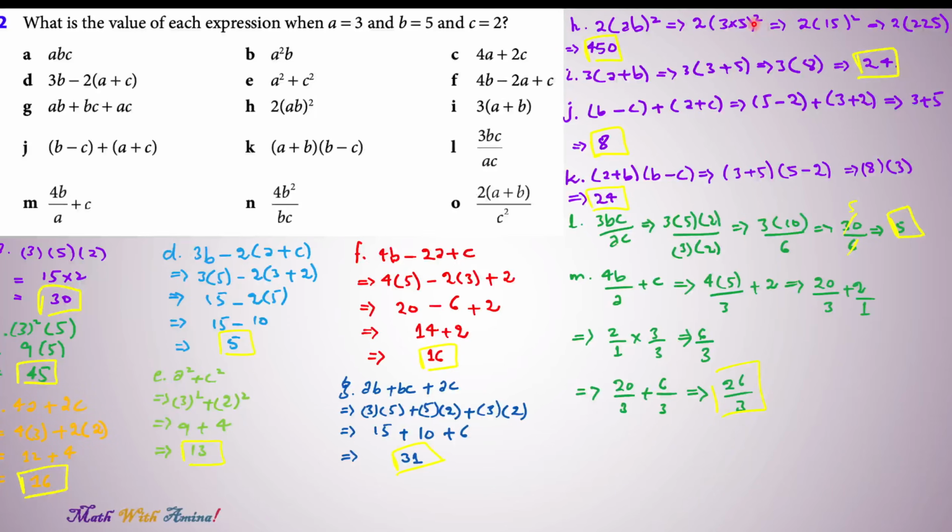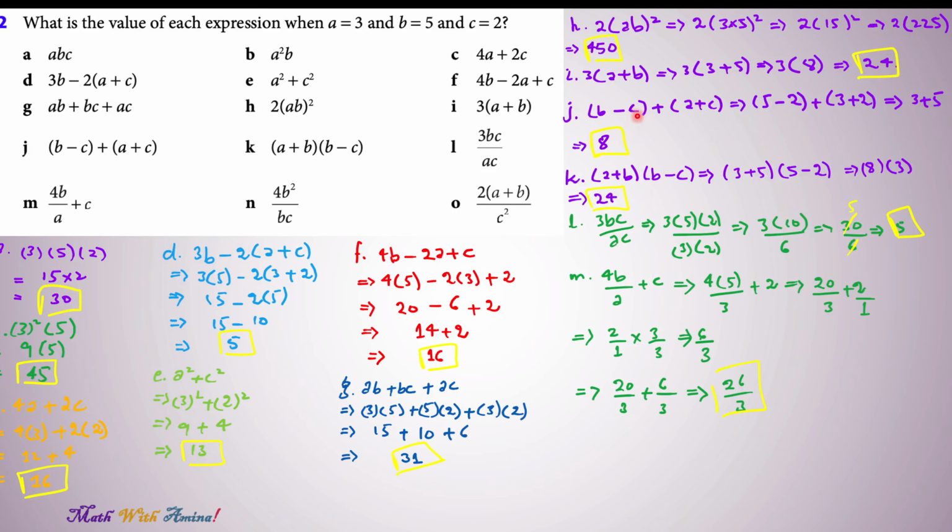There is a square, so we would do the square first. 15 multiplied by 15 is equal to 225, and then 2 multiplied by 225 is equal to 450. The next expression is 3 into a plus b. The value of a is 3, the value of b is 5. 3 plus 5 is equal to 8. 3 multiplied by 8 is equal to 24.